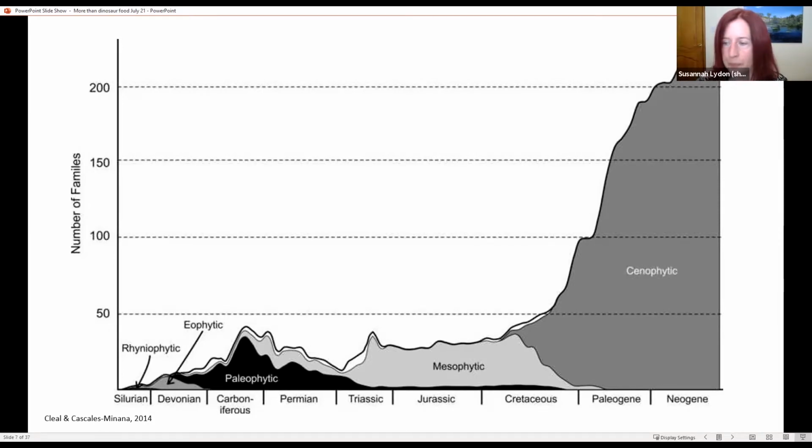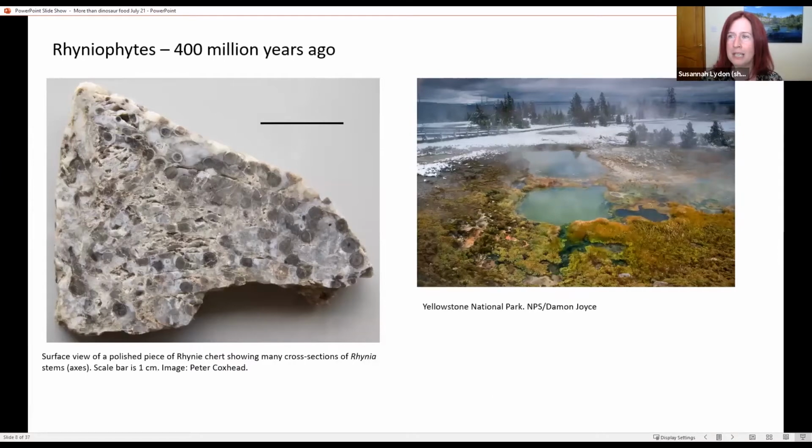So if we skip back to the start of that graph, about 400 million years ago, you've got the very first plants beginning to make a living on land. We think that they evolved from freshwater algae. There's various different groups of algae that we might think that is happening with. And this is one of the really important bits of our story.